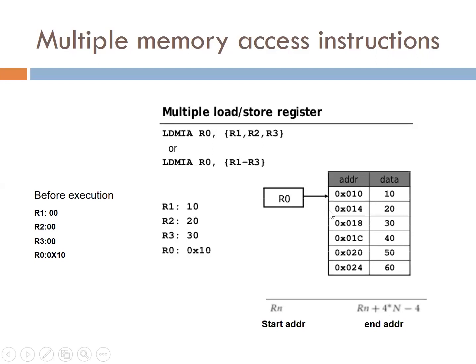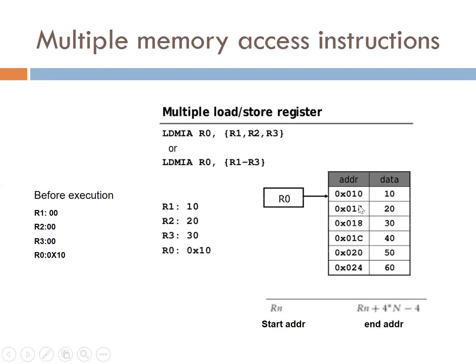Later it will be incremented by 4. Why is it 4? Because 10 is 32-bit data. We are considering every data as 32-bit data. As we have 32-bit data here, it occupies 4 memory locations.